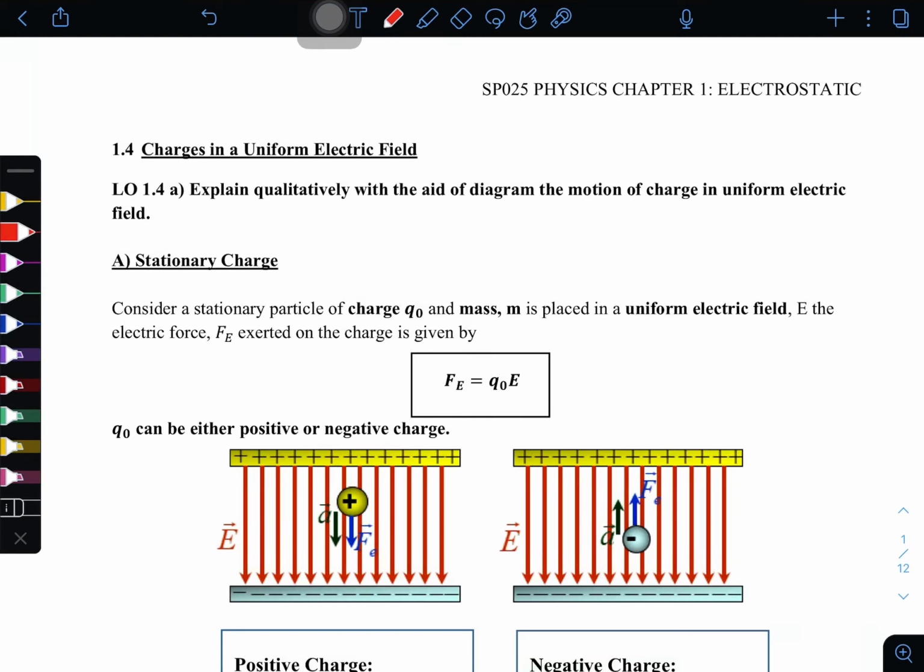So today is the last subtopic for chapter 1, which is 1.4, charges in a uniform electric field. What you have to know in this topic is how the charge moves in a uniform electric field.